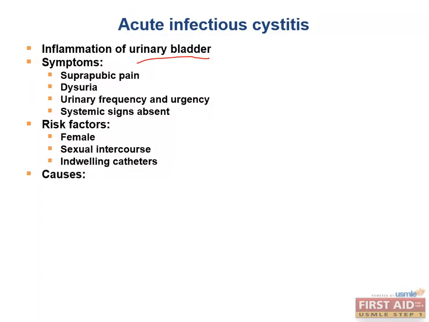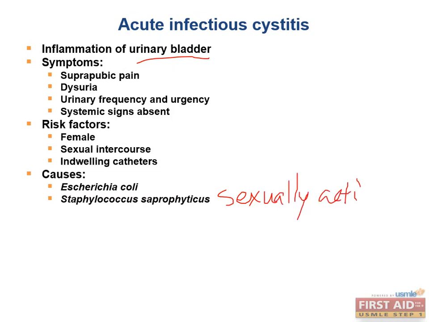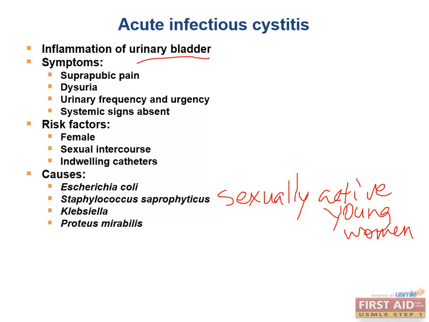And the most common causes of acute infectious cystitis include Escherichia coli. Then there's Staphylococcus saprophyticus in sexually active young women. Klebsiella, Proteus mirabilis, which causes the urine to have the scent of ammonia. This is one of those urease-producing bacteria, and that leads to which type of kidney stone that we talked about.